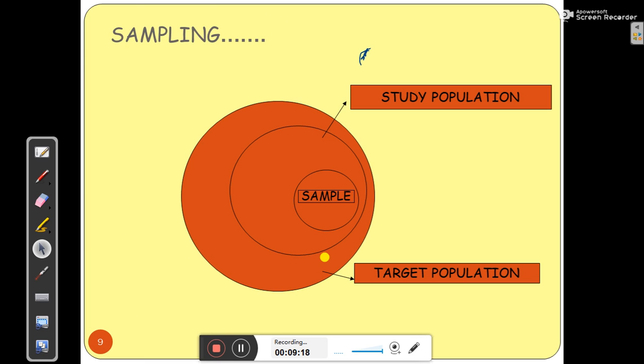So here you can see the study population. Here first there is the target population, the bigger picture. Okay, that whole is the target population, this is the study population, and the sample is this one. So that is the main idea about sampling, how they are related.